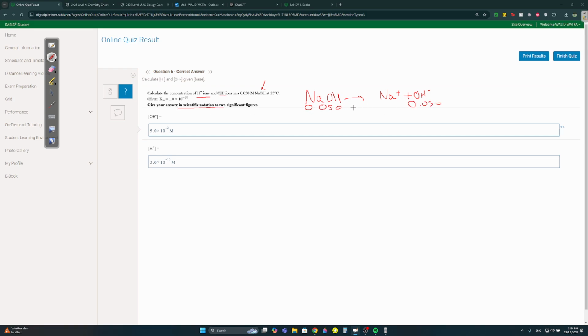They said scientific notation. How do you make the scientific notation? 1, 2, so 5. They said 2SF, so 5.0 times 10 to the power of, we move 2 times, so minus 2. And then for H plus, what do you do? 10 to the minus 14 divided by 0.050, and you're going to get 2.0 times 10 to the minus 13.